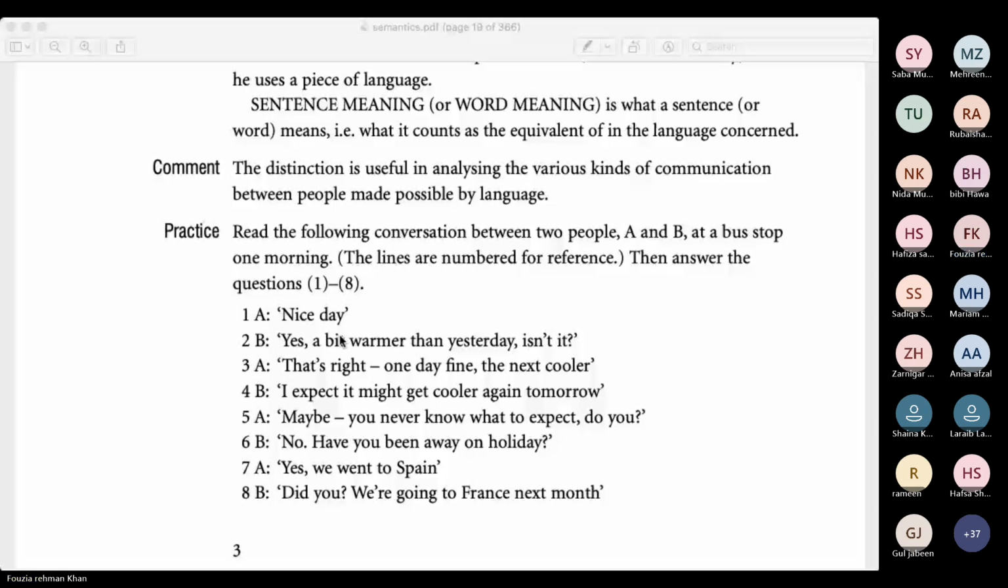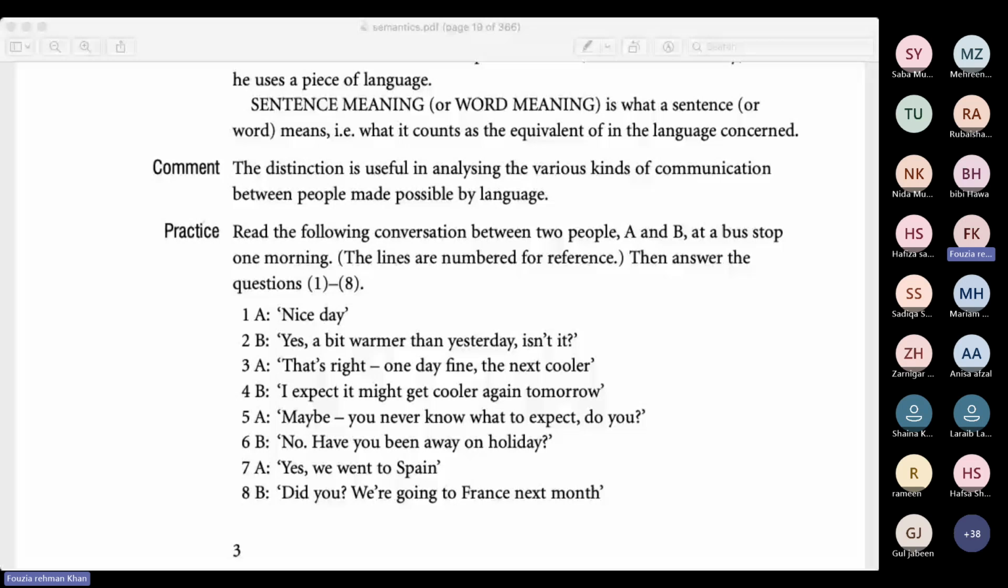And what we can make out from the lines as we will read is they seem to be strangers who have just met at the bus stop, right? So let's continue with this.